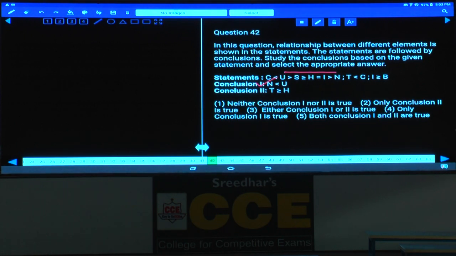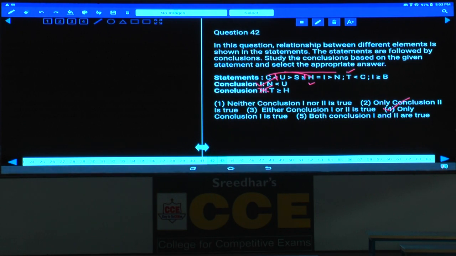Then coming to the second one, T and H. Now T is here, H is here. What is the letter which is common between these 2? C is common. As C is common, one is lesser than and one is greater than, two opposite symbols, hence no relation between these 2. As no relation between these 2, the second conclusion cannot be drawn, only conclusion 1 is true, choice 4.